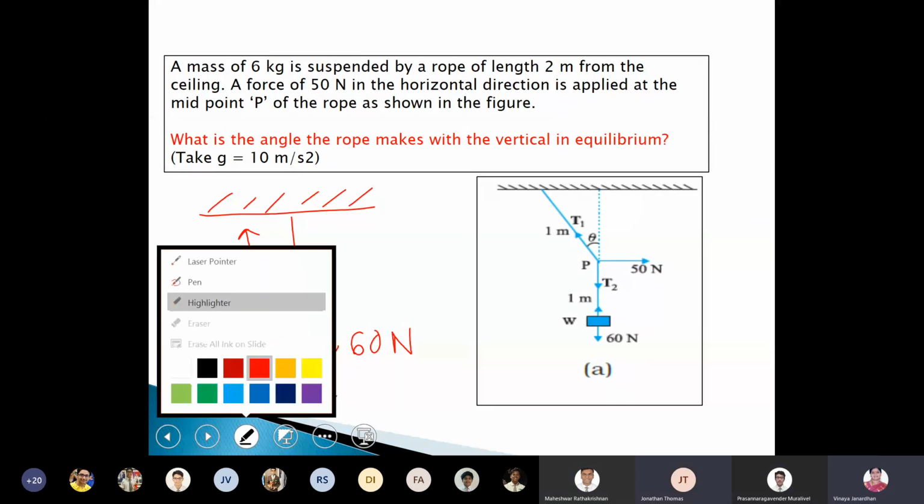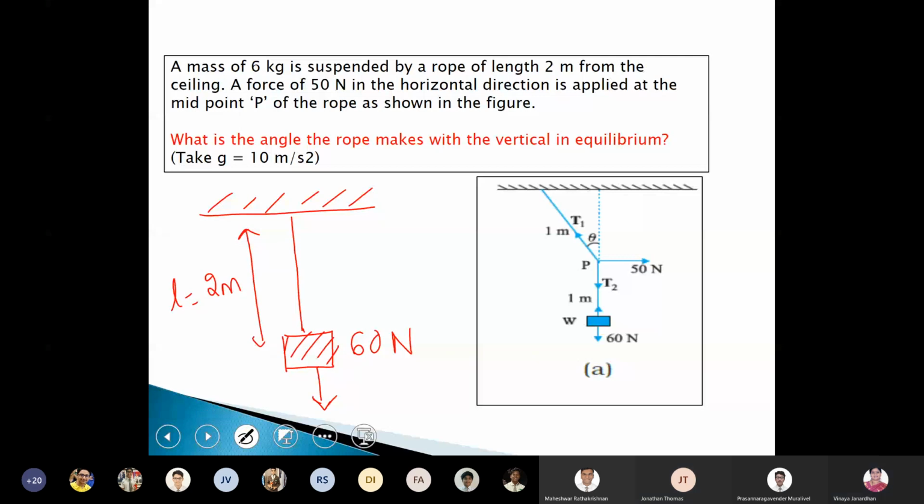Ma'am, in the diagram, what is T2? T2 is a tension acting. See, 60 Newton is the weight which is pulling the string down. If I take the two points, from point P to point W, you have a string, the rope of length 1 meter. The tension acting along the string from P to W is T2.